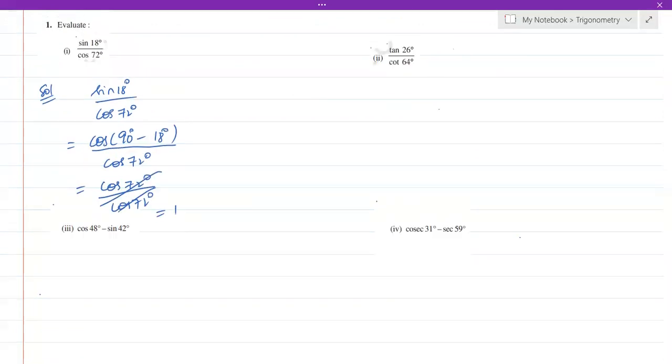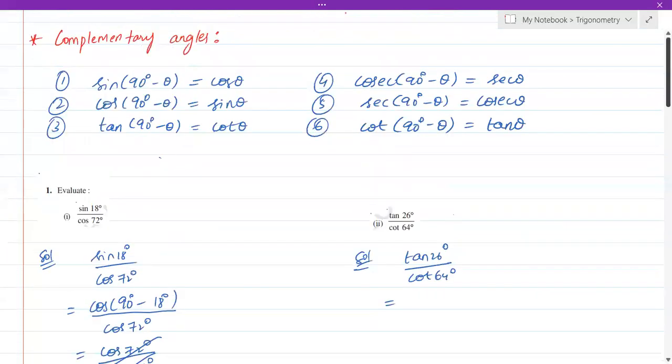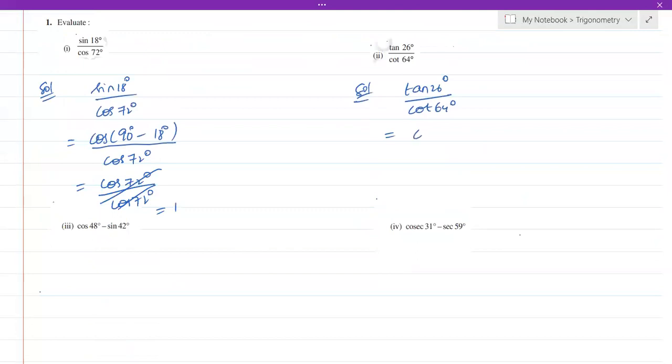Same thing applies for the next question: tan 26 degrees divided by cot 64 degrees. Keep the denominator as it is, change the numerator. Tan theta can also be written as what? Look at the sixth formula: tan theta can also be written as cot of 90 minus theta. So tan 26 can also be written as cot of 90 minus 26 degrees.